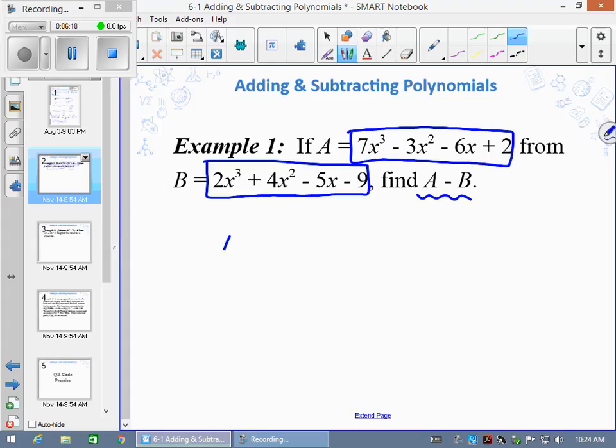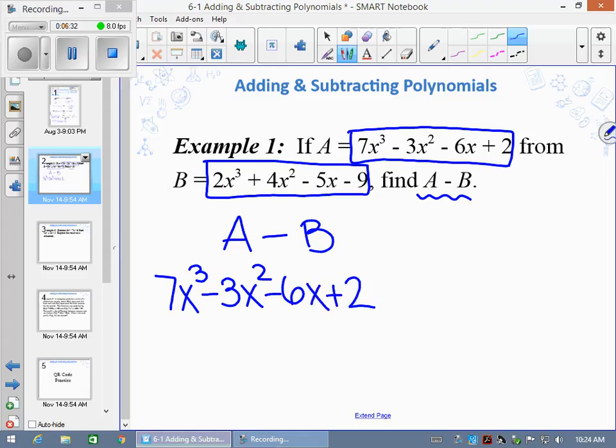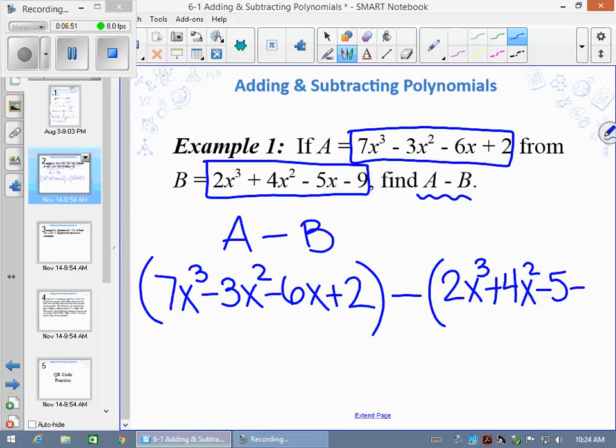So if I want to take a and subtract b from it, I have to remember that a was this polynomial, 7x cubed minus 3x squared minus 6x plus 2. And what we're going to always do here is when we plug a polynomial expression in for something, we're going to put it in parentheses. So there's my a, and now I'm going to subtract b. I'm also going to put b into parentheses and write out what b is. So 2x cubed plus 4x squared minus 5x minus 9.